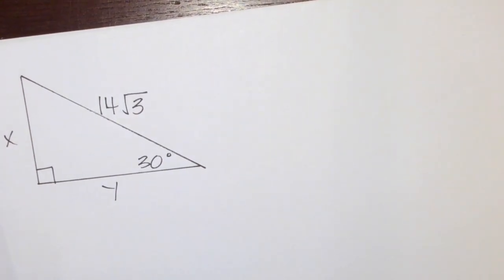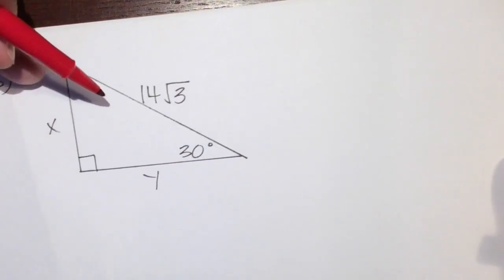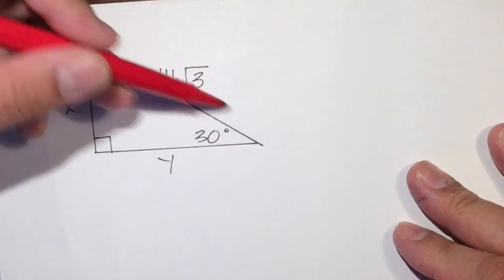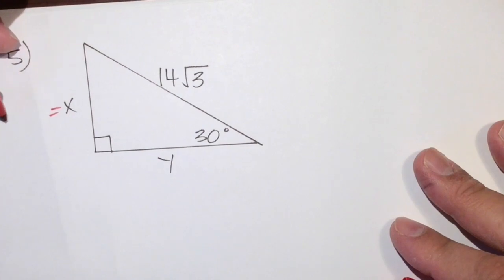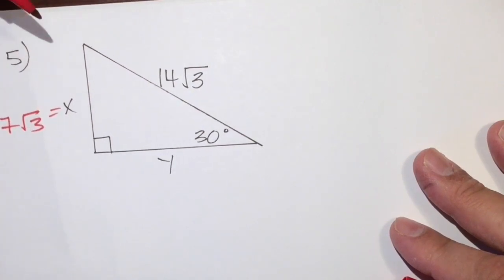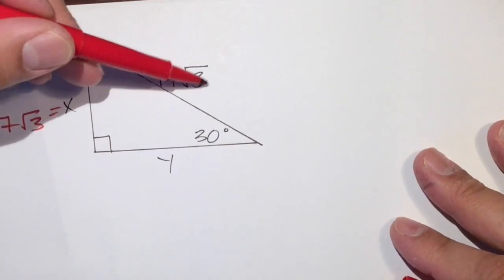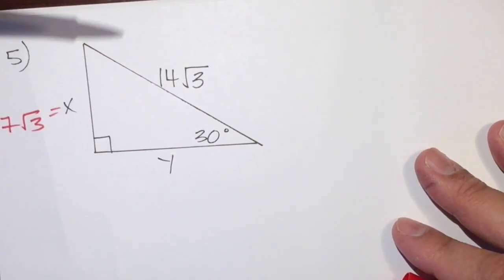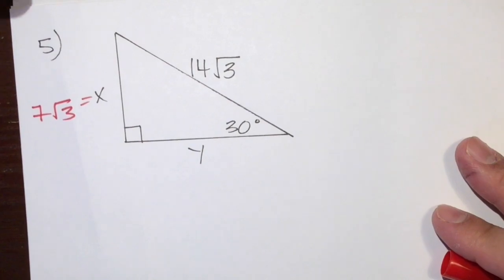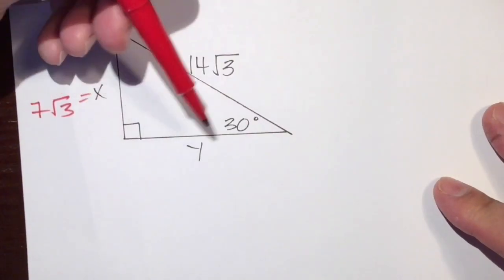All right, take our red pens. Okay, so we know that x is the short side, and we know that the short side is half of the hypotenuse. Okay, and half of 14 radical 3 is just 7 radical 3. We're only dividing the coefficient. We're not going to divide the radical by 2, because it's the outside number with the outside number, if you want to think of it that way. Okay, and then here's our y.